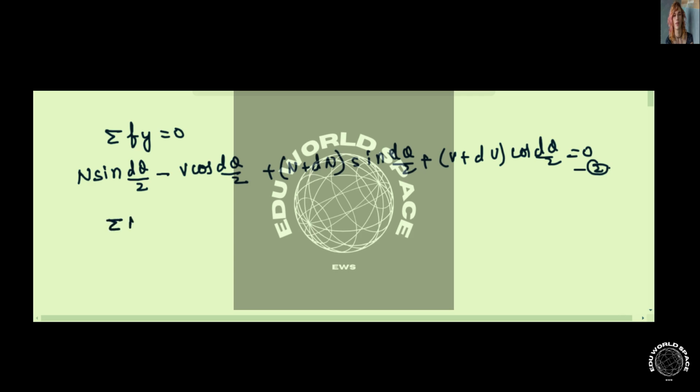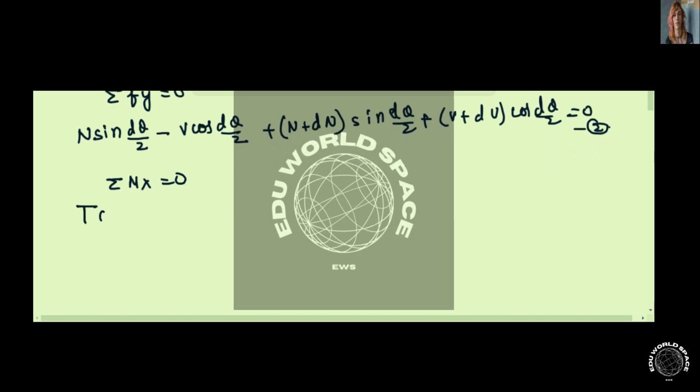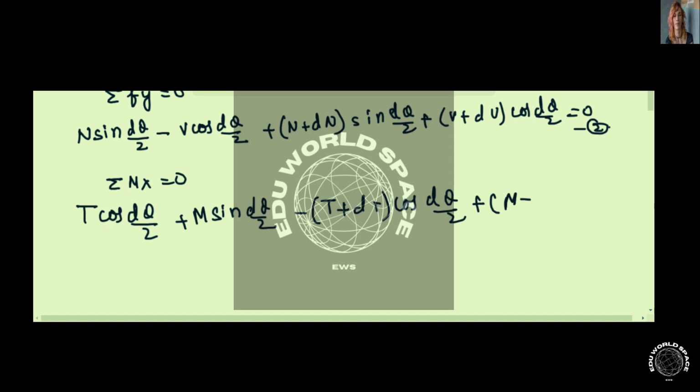For equilibrium, summation Mx equals 0, that is T cos(dθ/2) + M sin(dθ/2) − (T + dT) cos(dθ/2) + (M + dM) sin(dθ/2) = 0.